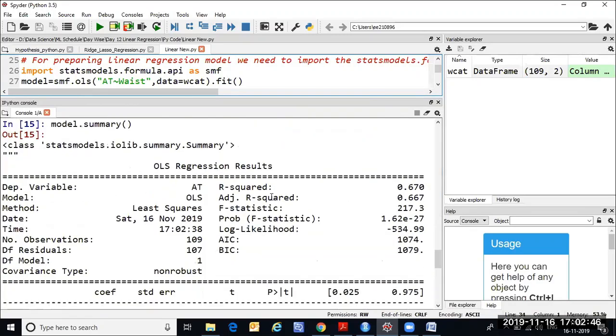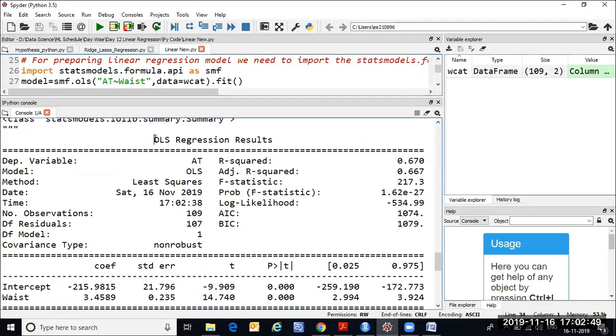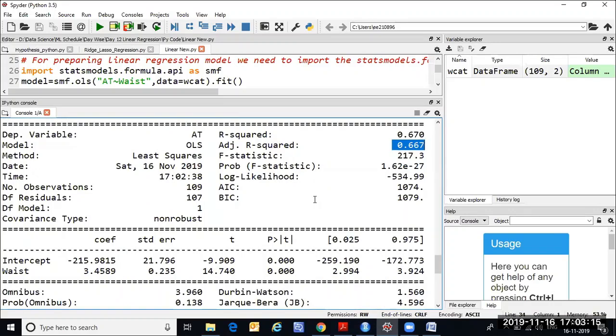Just pay attention here. This is the OLS regression model results. The dependent variable, the y variable, is adipose tissue. And the method that is used is the ordinary least squares technique. And the R squared value, adjusted R squared value, we will see what is the difference between R squared and adjusted R squared in multiple linear regression. Okay, what is the overall probability value? And alongside it, we are also given the AIC values and BIC values in Python.